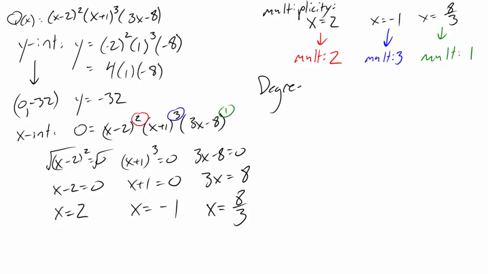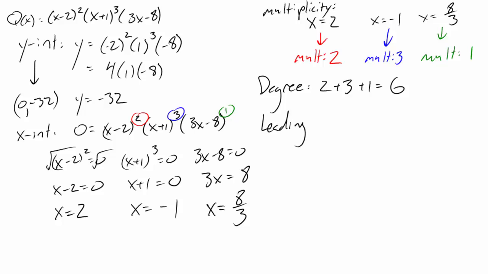When we look to find the degree, since this is in factored form for us, all we need to do is add up all of our multiplicities. So we have 2 plus 3 plus 1, which gives us a degree of 6.